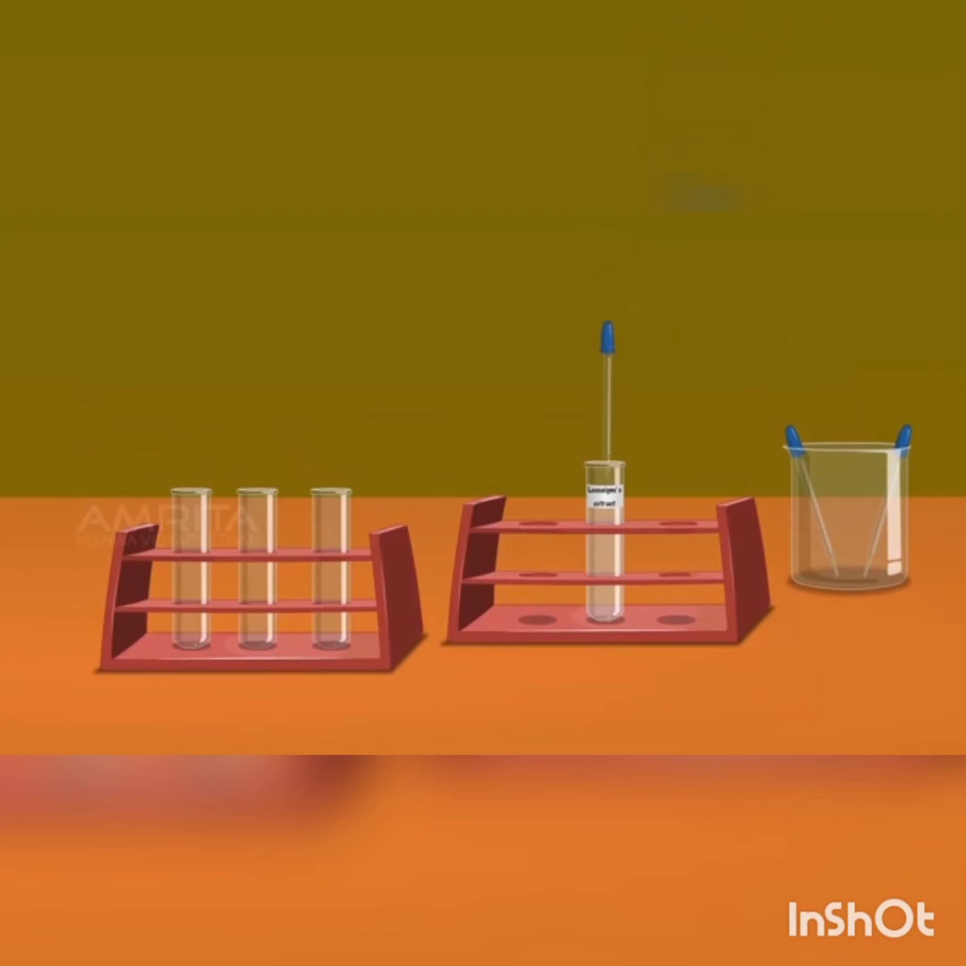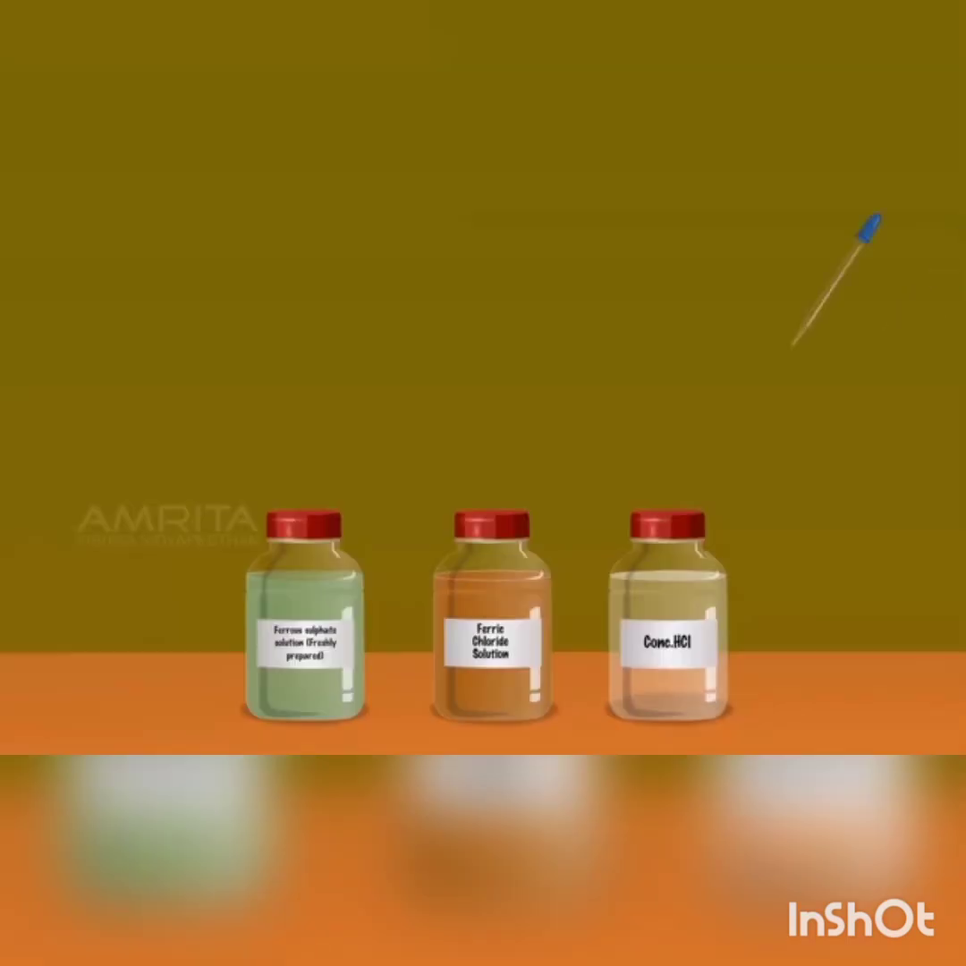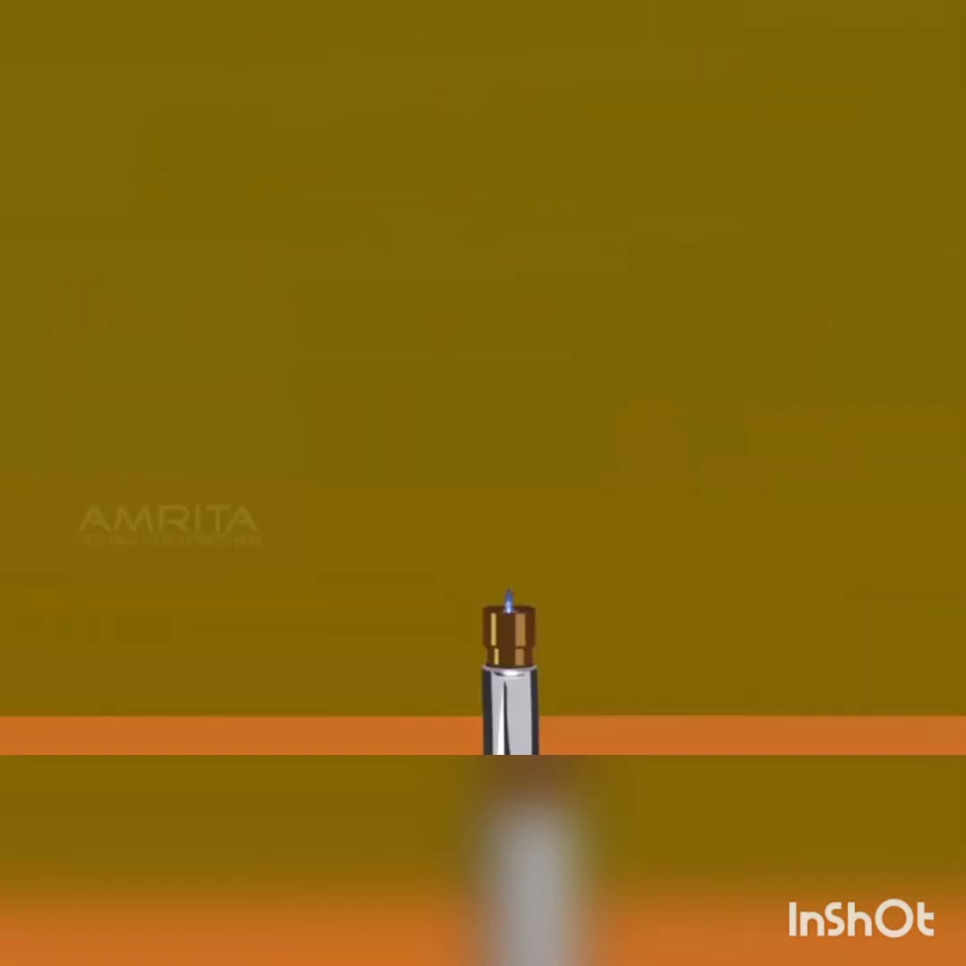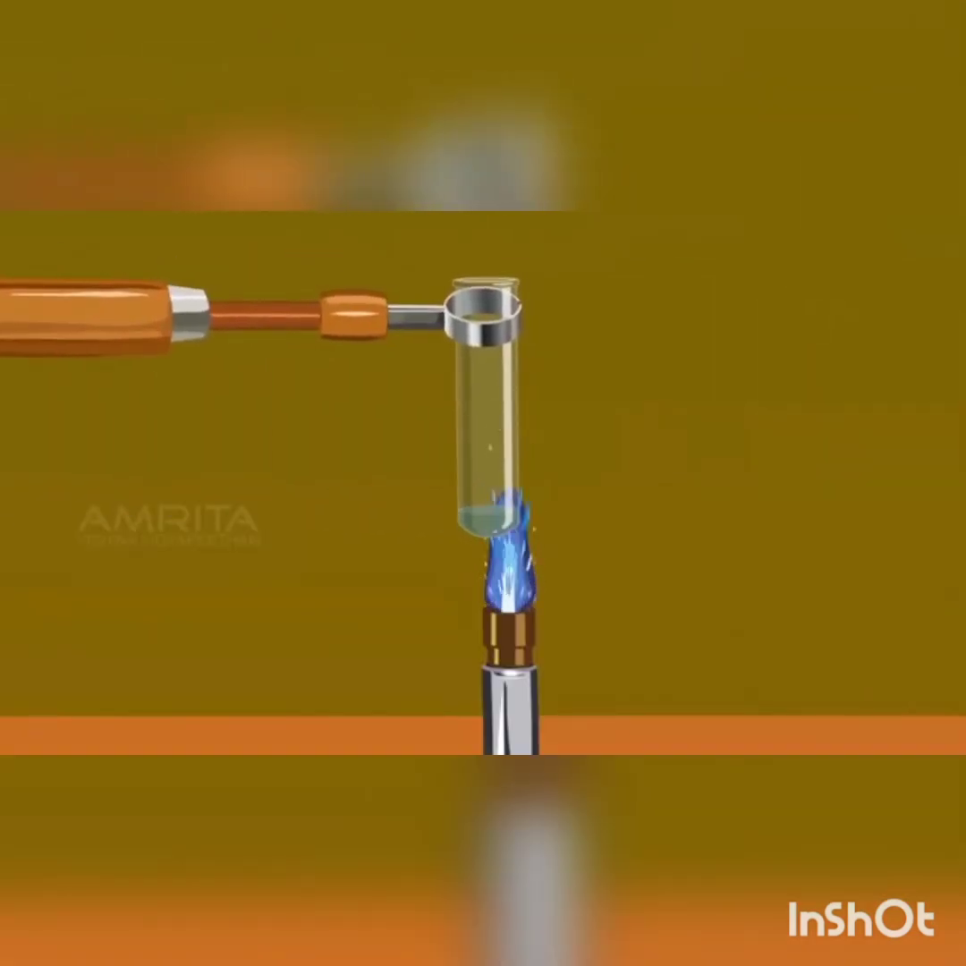Take a small amount of Lassaigne's extract using a dropper and pour it into a clean test tube. Using another dropper, take a small amount of freshly prepared ferrous sulfate solution. Pour ferrous sulfate solution into the test tube containing Lassaigne's extract and hold the test tube with the test tube holder. Heat the test tube over the Bunsen burner.